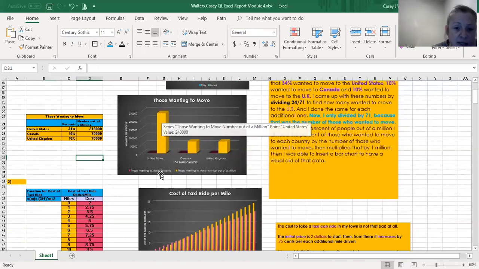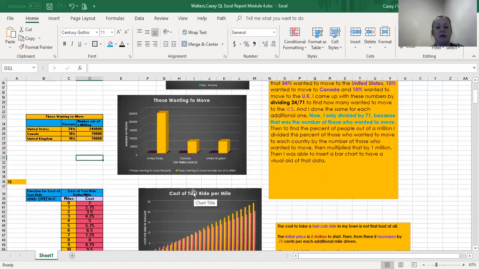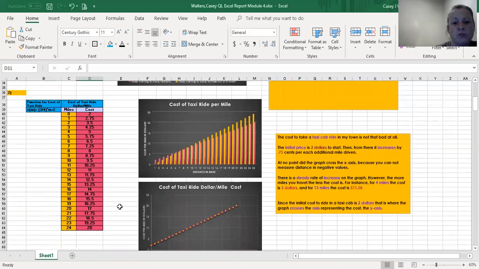The great thing about these bar charts and graphs and everything else is it makes it a lot easier to really see the difference between each category, the percentages.